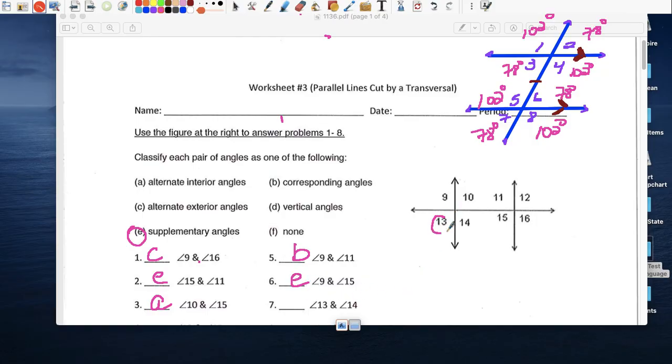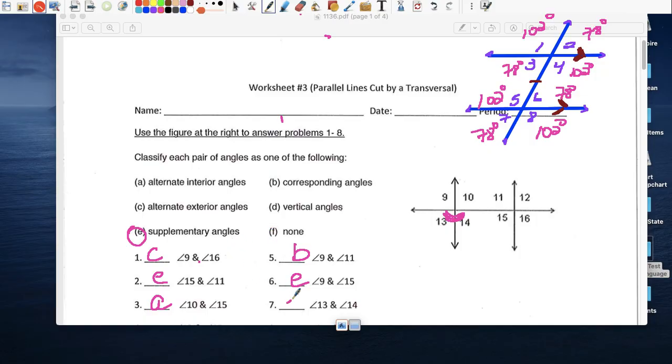13 and 14 are also supplementary because this angle here is 180. We cut it into two parts, angle 13 and 14, so therefore they are supplementary.